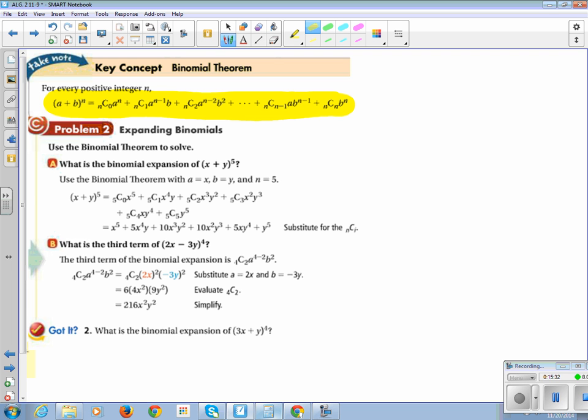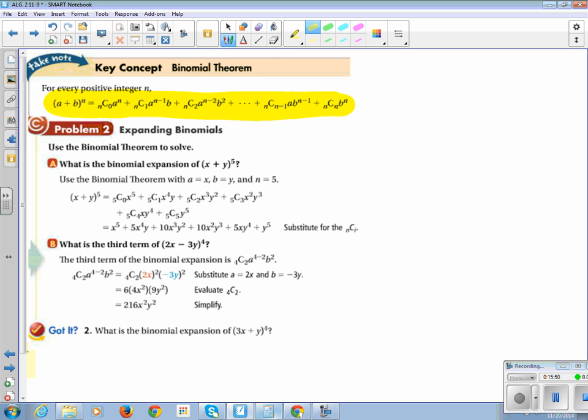So whoever's first is decreasing in power, and whoever's second is increasing in power, until at the very end, the power switch happens and A completely goes away and B is left. So I want to show you how this works.